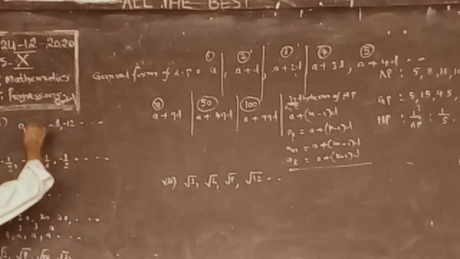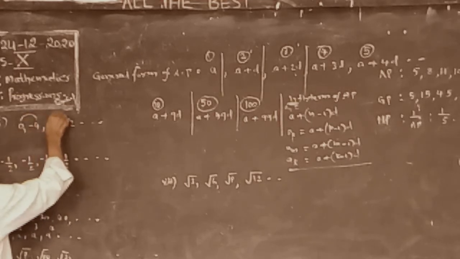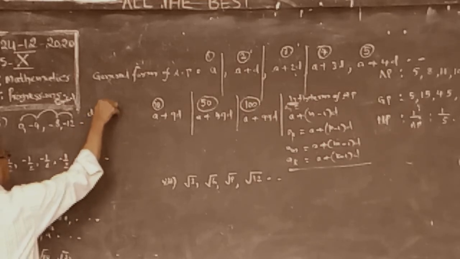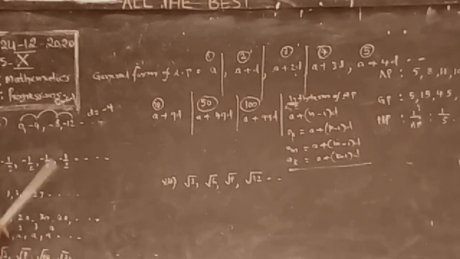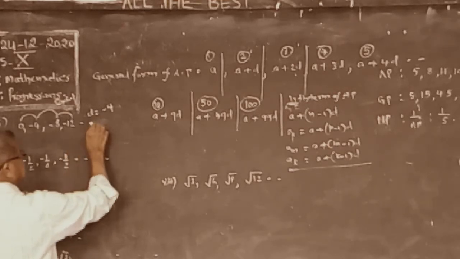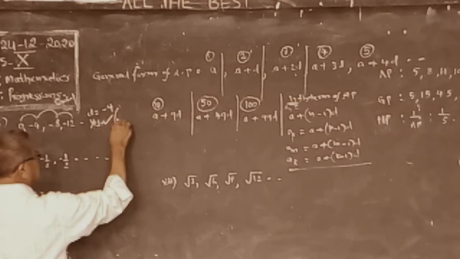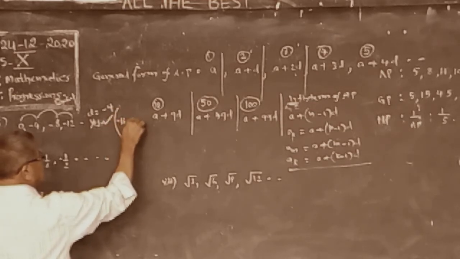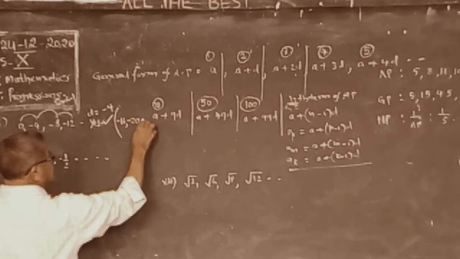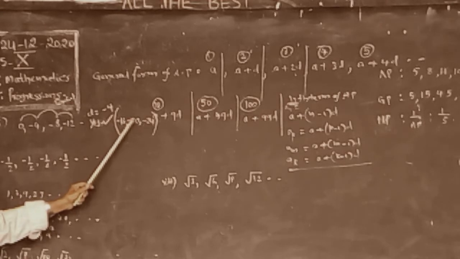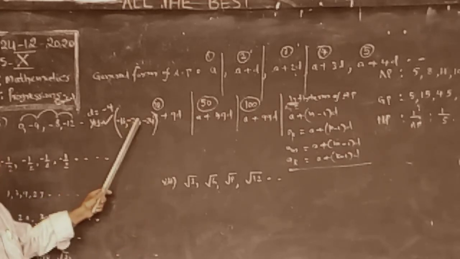Here it is minus 4, 0, minus 4, minus 8, minus 4. So your common difference is minus 4. That's why yes, it is AP. And the next three terms are minus 16, minus 20, minus 24. Adding minus 4: minus 16, minus 20, minus 24.